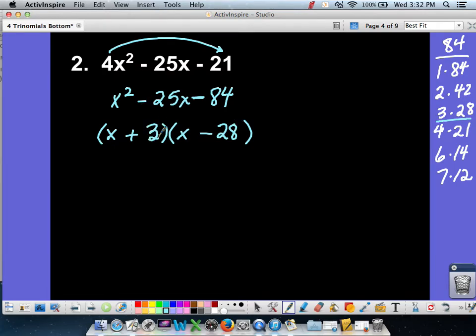It's a good place to check. Outside here, we have negative 28x. Inside is a positive 3x. That adds up to be negative 25x. So far, I'm doing well.